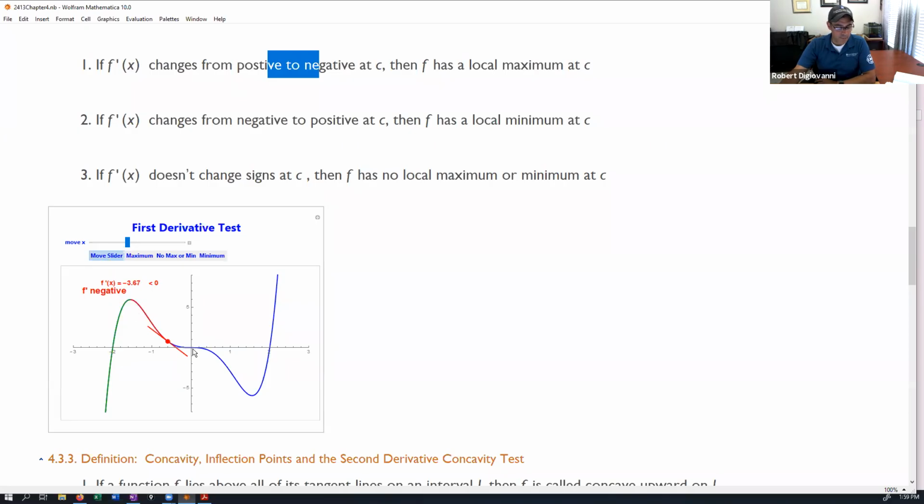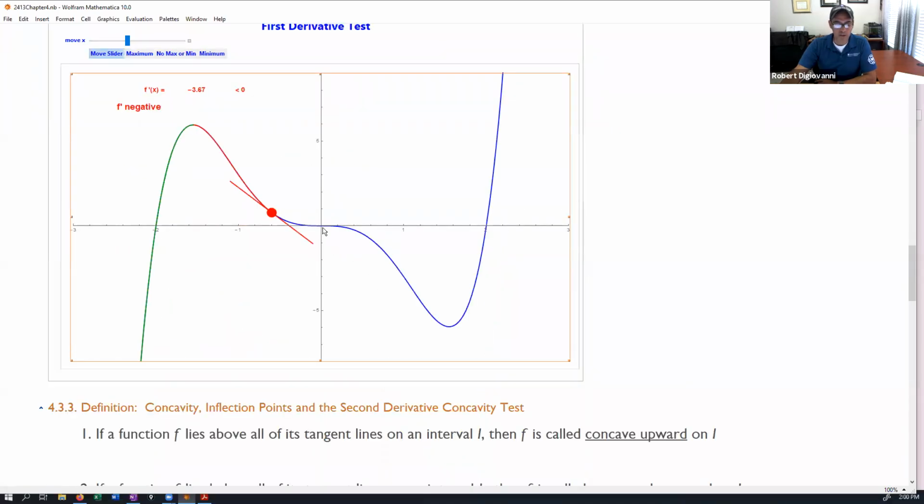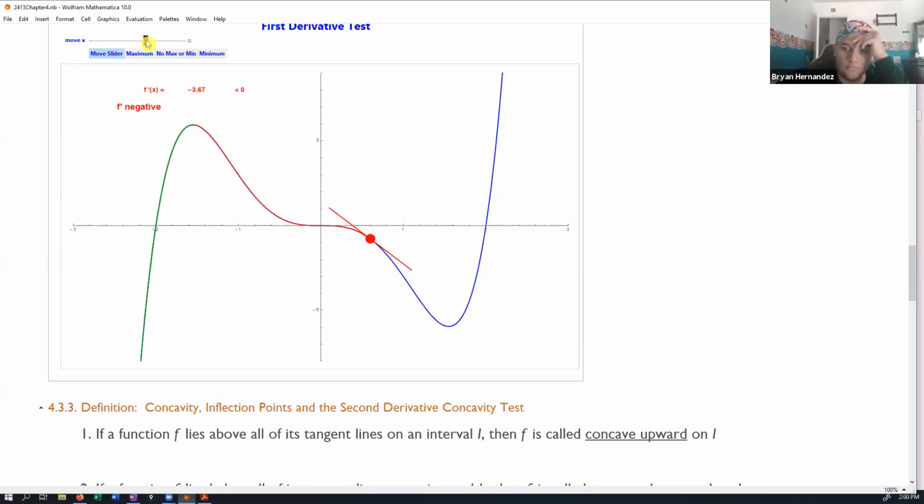What about here? Do y'all see at this point right here the derivative would be 0? Now, to the left of it, what's the derivative, positive or negative? Negative. How about to the right of that point? Negative. If it goes from negative to negative, it doesn't change signs, so we don't have a local max or min. It has to be a change in sign.